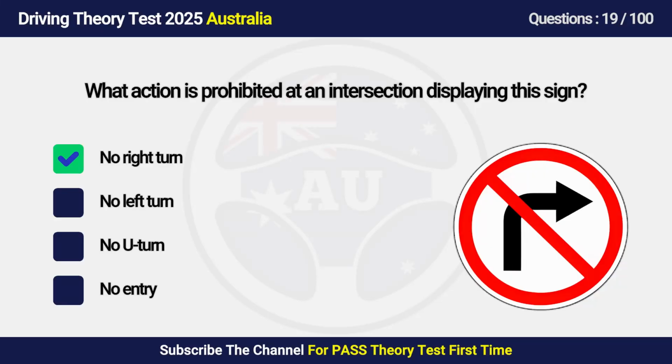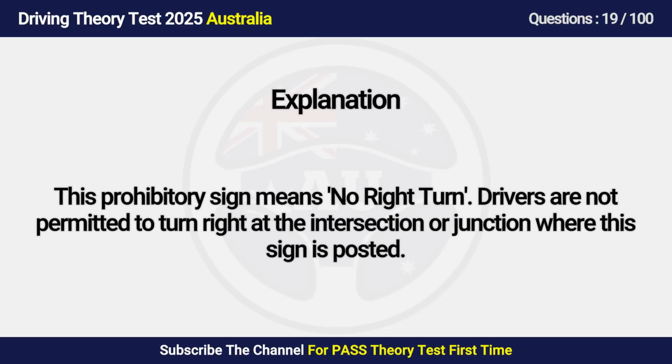Answer is A. No right turn. This prohibitory sign means no right turn. Drivers are not permitted to turn right at the intersection or junction where this sign is posted.